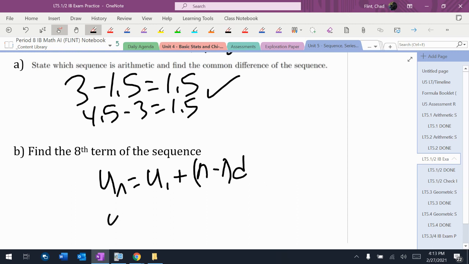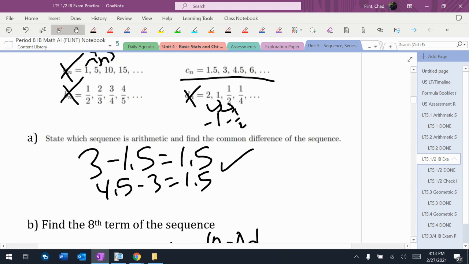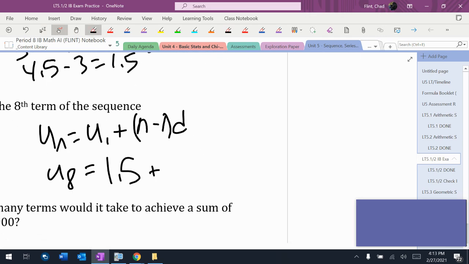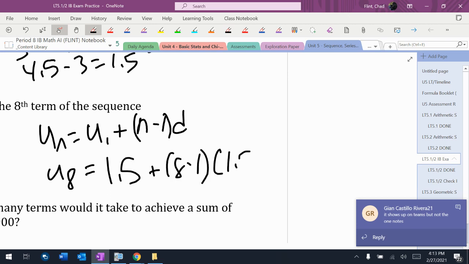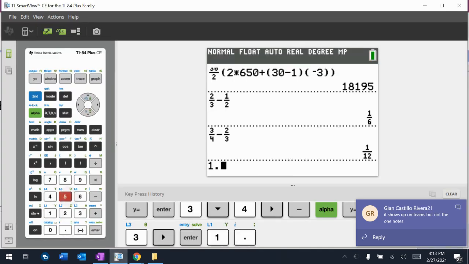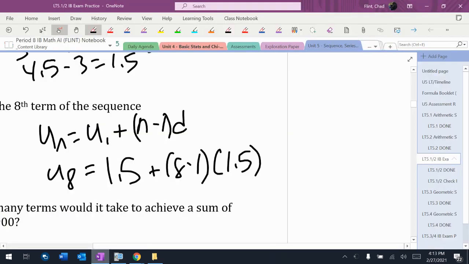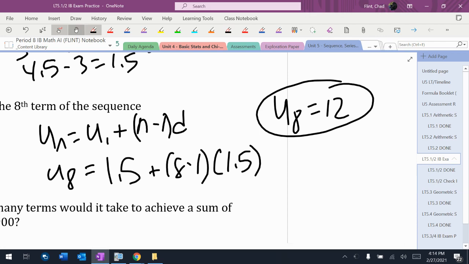All right, so then I want u8. I don't need to write that, but I did. The first term is 1.5, so 1.5 plus 8 minus 1 times 1.5. And then I put that in my calculator: 1.5 plus 8 minus 1 times 1.5, which is an eighth term of 12.